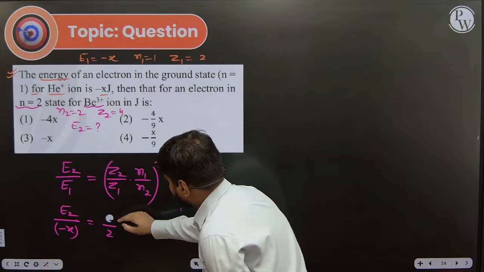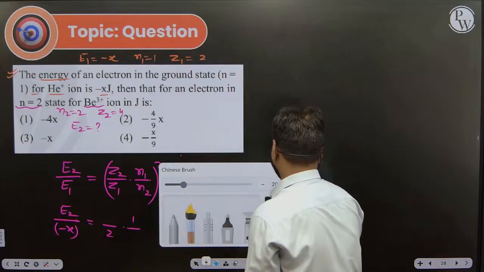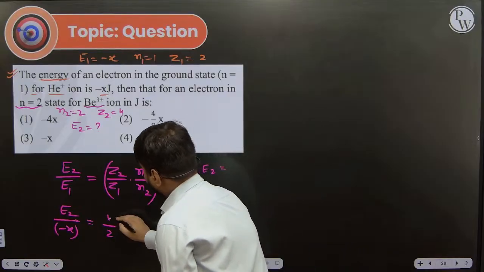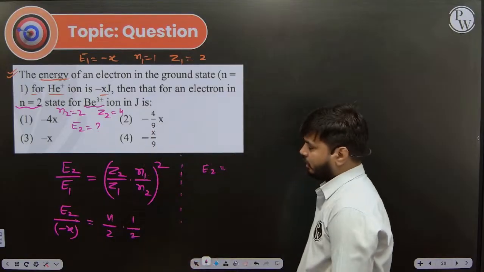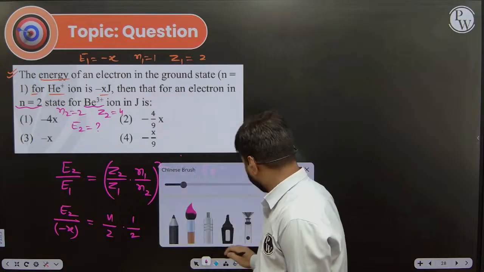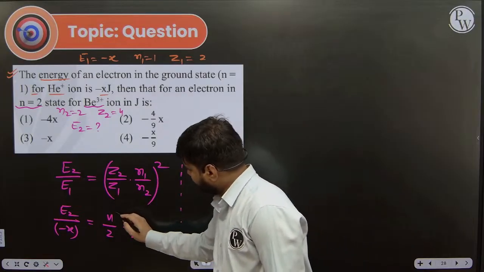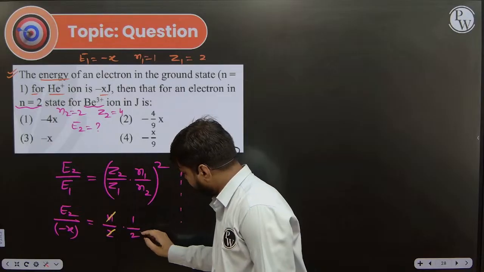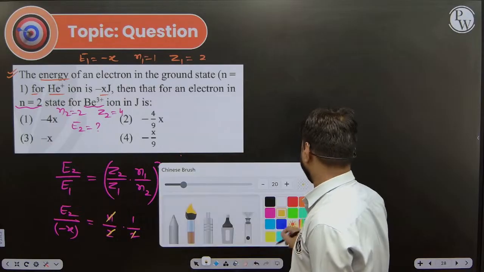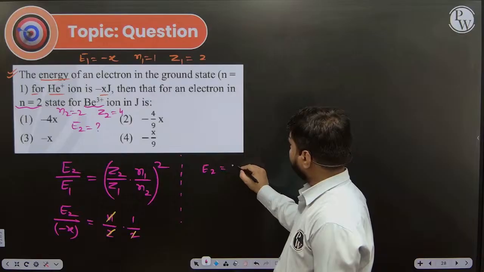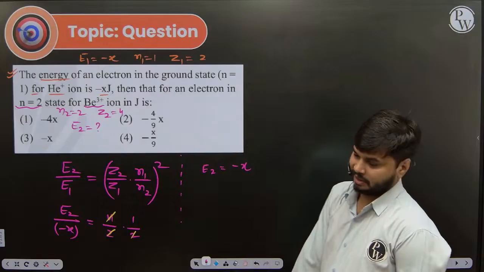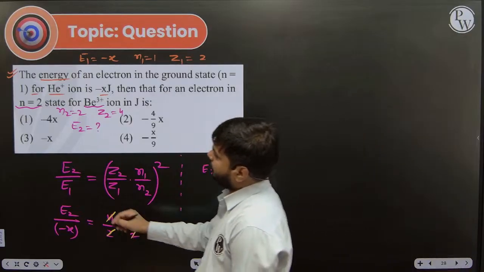So 4 here and 2 here, right? Now we can cancel out the things. 4 by 2 and also 2, so they will be cancelled, and finally we will get E2 equal to minus 6x. So the answer is going to be the option number.